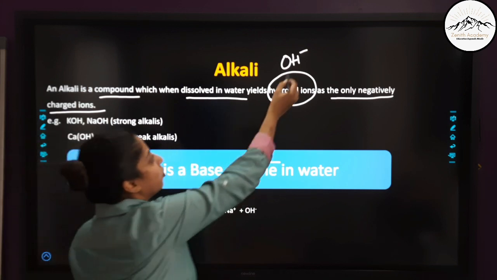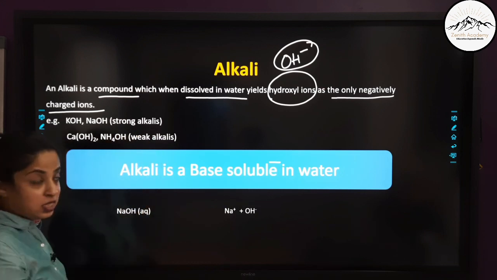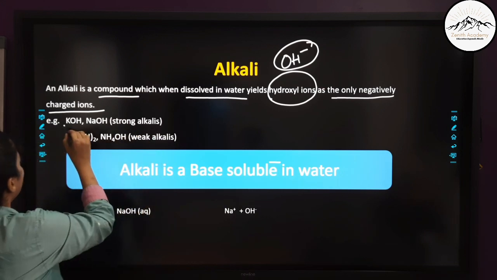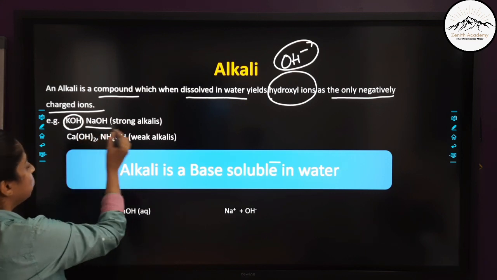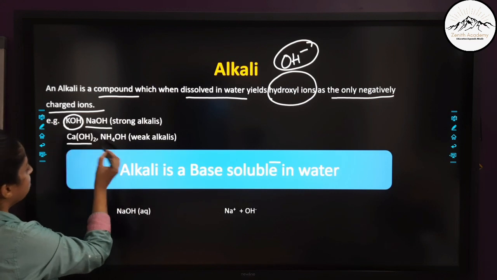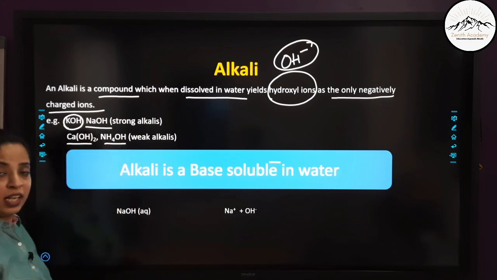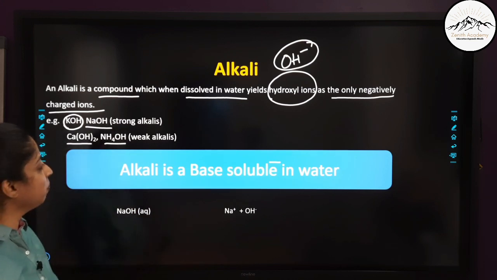As the only, now you can see this is negative. So as the only negatively charged ions. So what are the examples? Potassium hydroxide, sodium hydroxide. These two are examples of strong alkalis, whereas weak alkalis are calcium hydroxide and ammonium hydroxide. I'll tell you what strong alkalis and weak alkalis are later on in this video lesson.